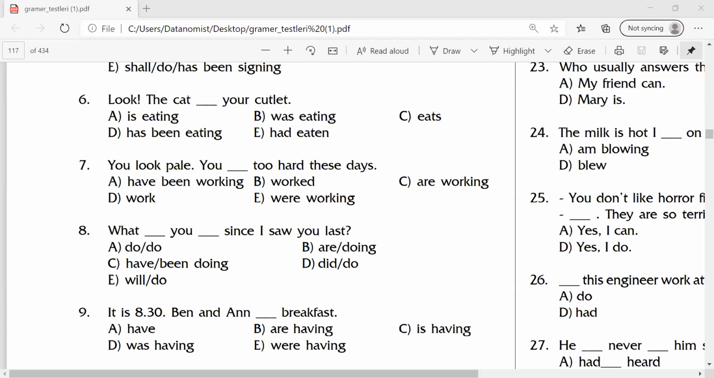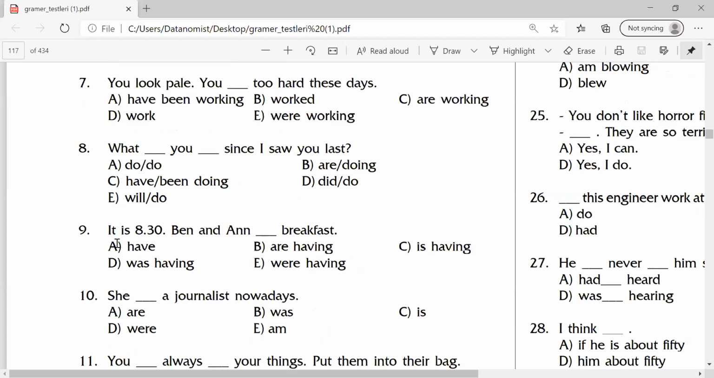Yeah. Now look at this. See the ninth one. It is 8:30. It is 8:30. It means you check your time now. It is 8:30. So right now, Ben and Anne dash breakfast. So what's your answer? Okay. Yes, yes, yes. Okay. Are having. Two persons are there. Somebody said is. No, it is. Yes, yes. Are having. Very good.